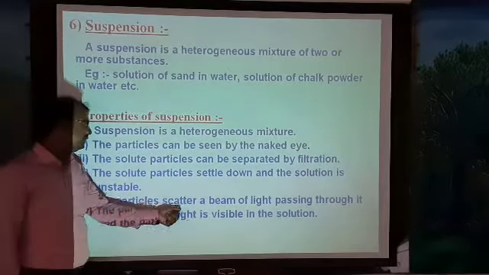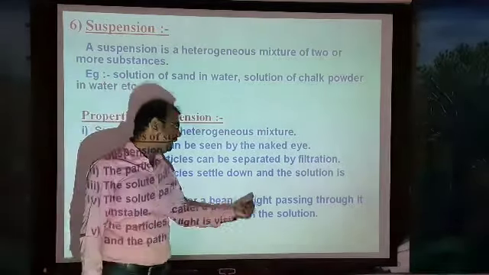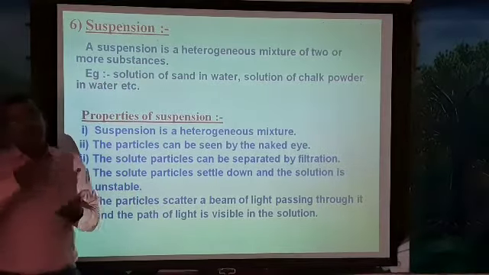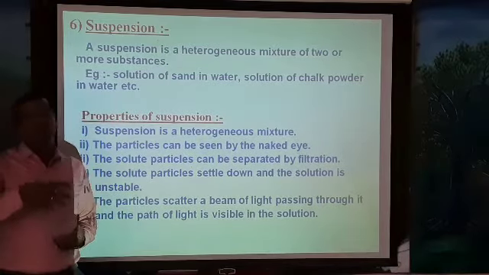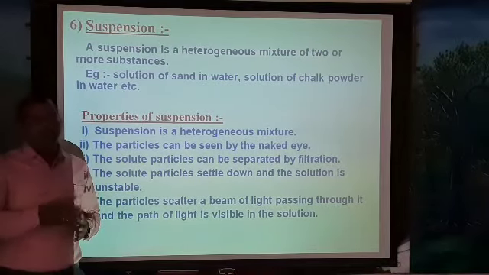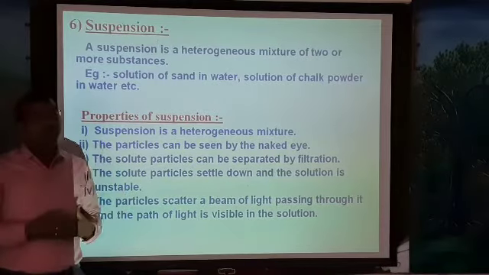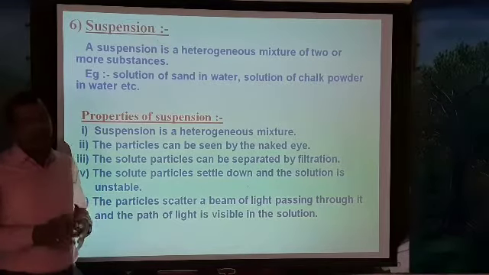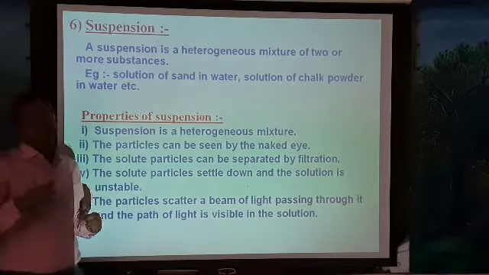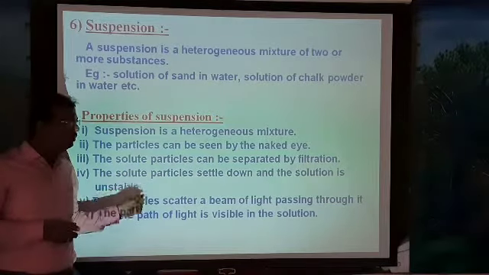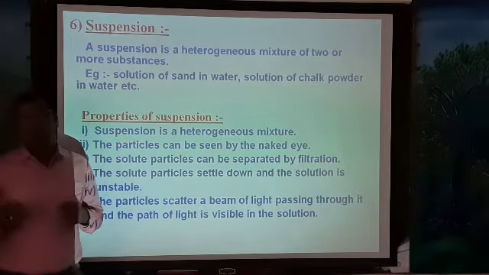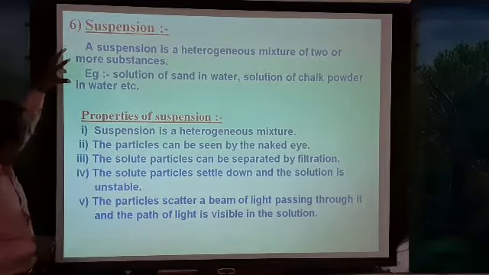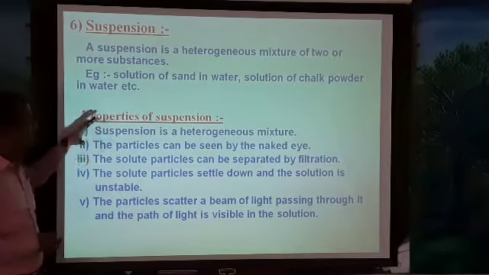The particles scatter a beam of light passing through it, and the path of the light is visible in the solution. Why? Because the particles are not dissolved and not distributed evenly. It is a heterogeneous mixture. Those undissolved particles in the water are responsible for scattering light in a suspension, so we can see the path of light in a suspension, and also in a colloidal solution, but not in a true solution. So this is about some important properties of a suspension.